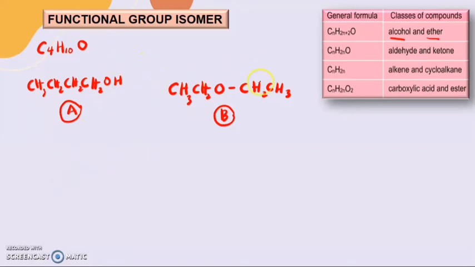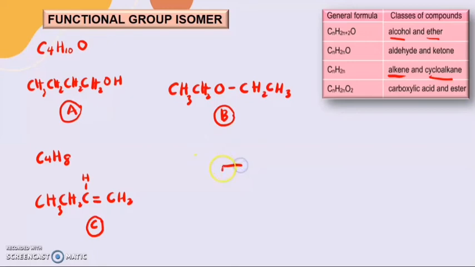Let's try another structure. So let's say I have C4H8. C4H8 is a compound with C double bond C. C double bond C is an alkene. So its pair is cycloalkane. Let's say I name it as C. So I have another structure with C4H8, but it is in this structure, which is cyclobutane, or it is as cycloalkane. I name it as D.